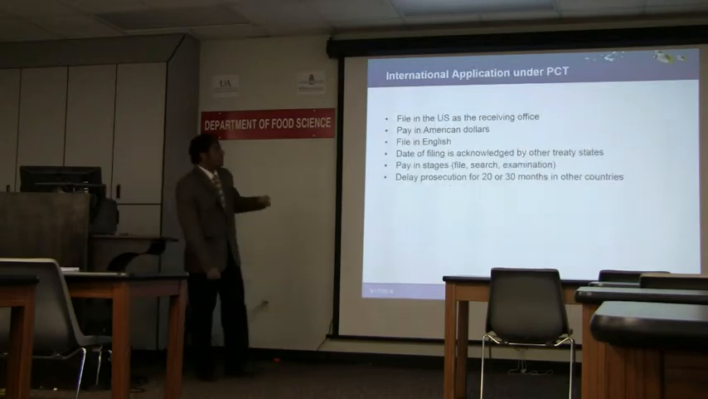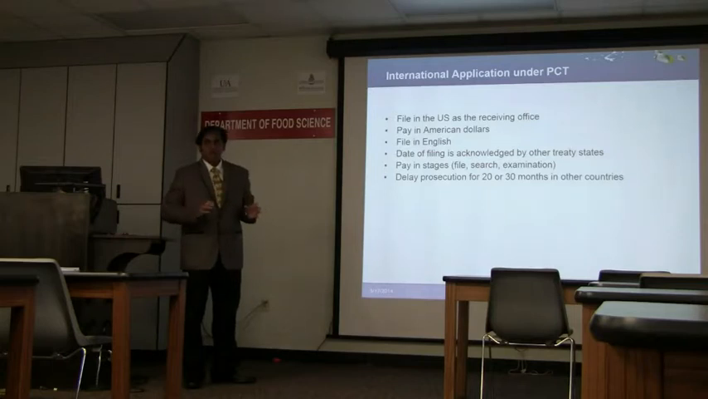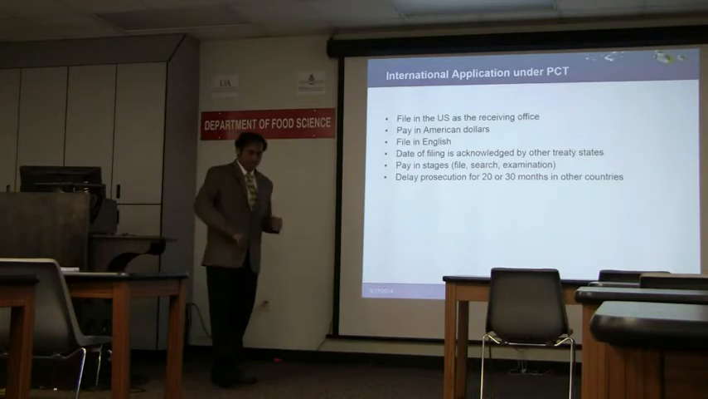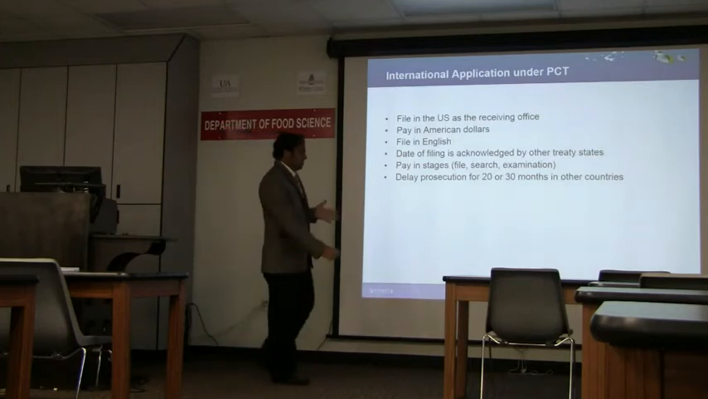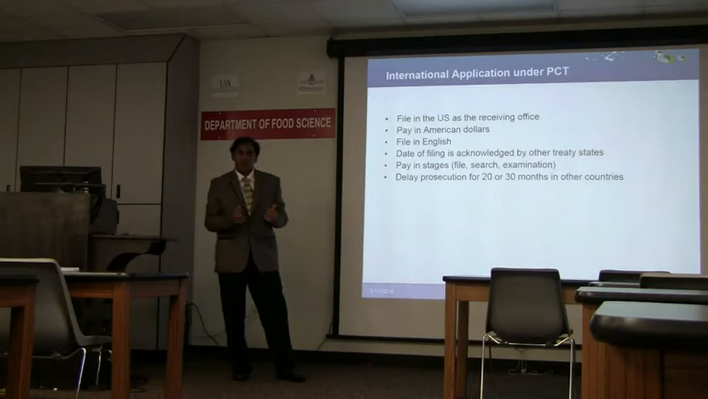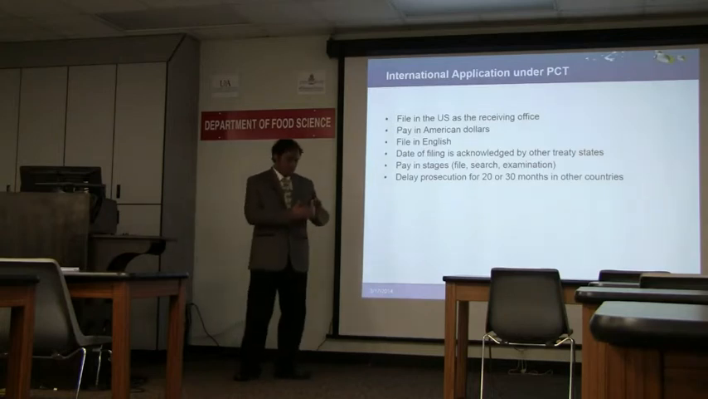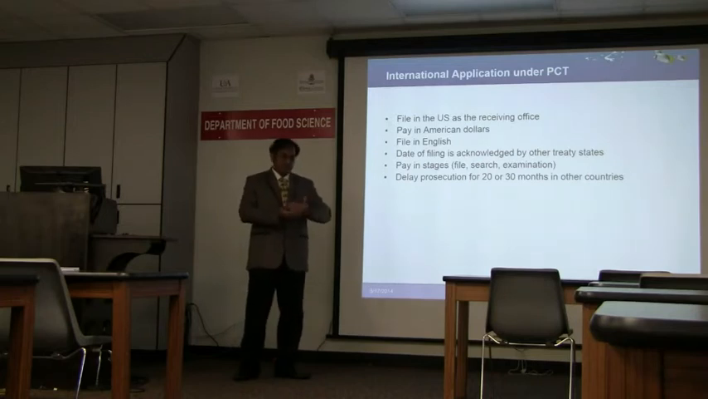Now PCT is a very useful route if you think that your invention can be used worldwide. It has potential in different countries, it has a good market in many other countries. So the best route to file your application is through PCT. What is PCT? We call it WIPO, the World Intellectual Property Organization, and the US or India are the receiving offices. The US Patent Office will receive your application.